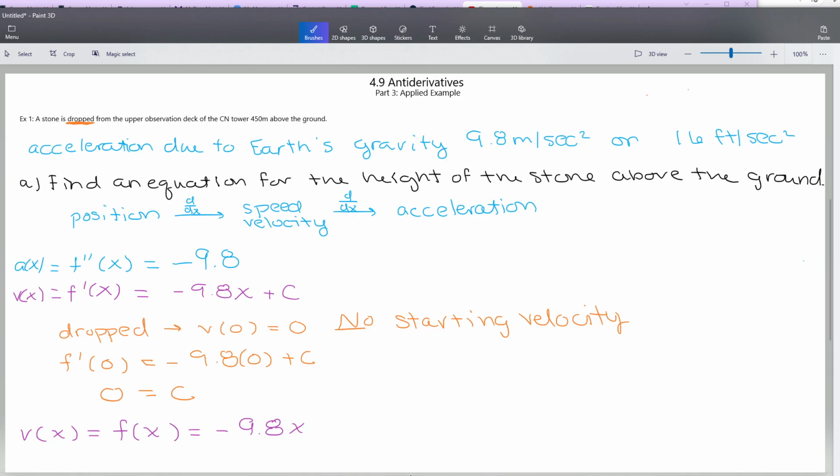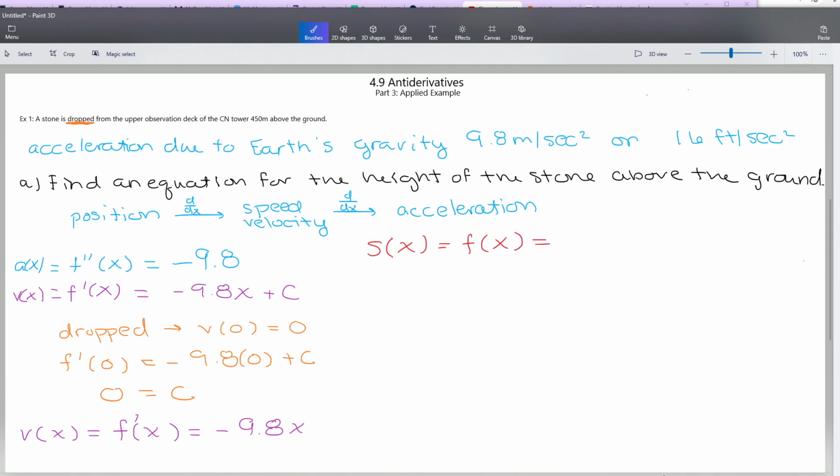Okay, so now we want to look at our original function, right? Our position function. This is the first derivative, the acceleration is the second derivative. So if we're going to do that, we need to take the antiderivative again. I'm going to look at my position function, which is often called s of x in physics. So this is the actual function f of x.